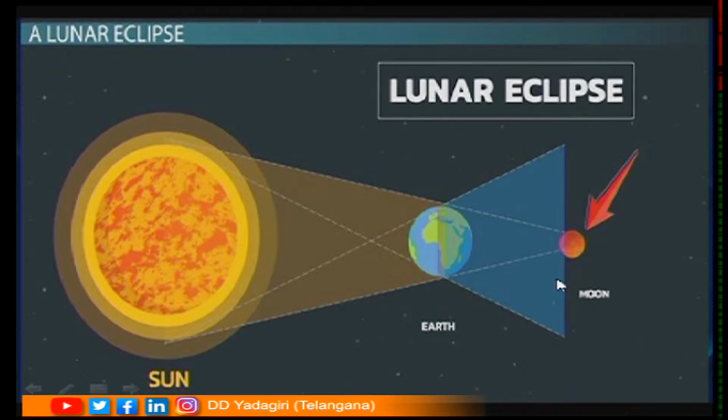Now, this lunar eclipse can also be pictured like this. You can see this is the sun, and the sun's rays are not falling on the moon. The moon is exactly present in the umbra region. So, you can see a shadow formed on the moon because of the earth, and so you cannot see the moon. A dark circle is formed on the moon, and that is why we cannot see the moon, and this is called a lunar eclipse.